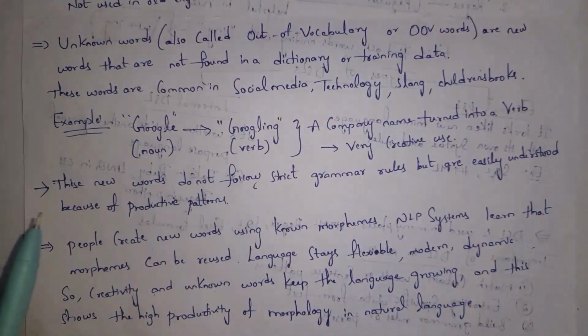So these new words do not follow strict grammar rules, but they are easily understood because most people are using those words. So now NLP is learning these creative and unknown words, understanding their meanings and giving correct results. So at present in NLP, morphological productivity is increasing day by day.